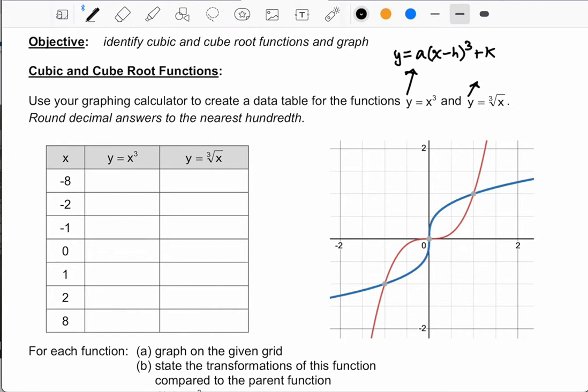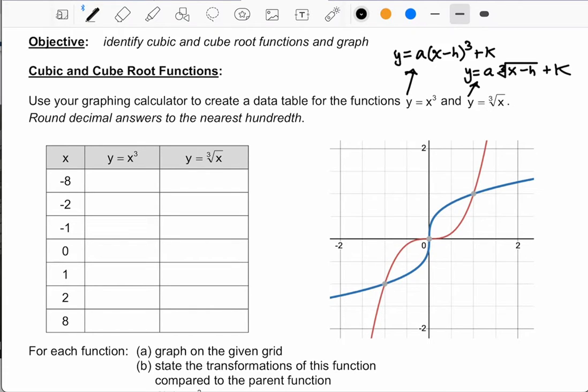And for the cube root, it would be y equals a times the cube root instead of the square root of x minus h plus k. And what we reinforced when we talked about those other types of functions was get to know the parent function, and everything else is just a transformation from there. Page 15. So that's what we're going to do first.